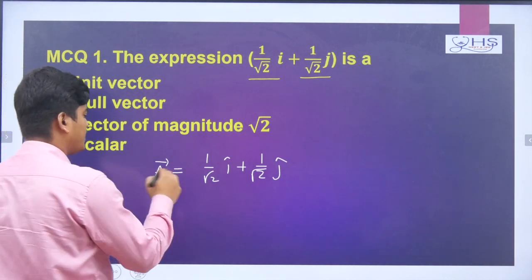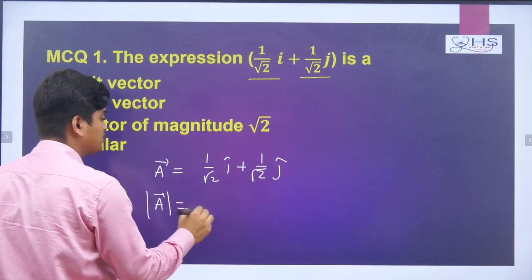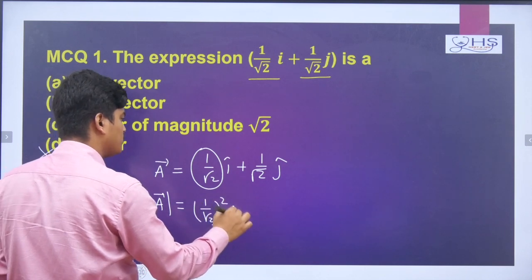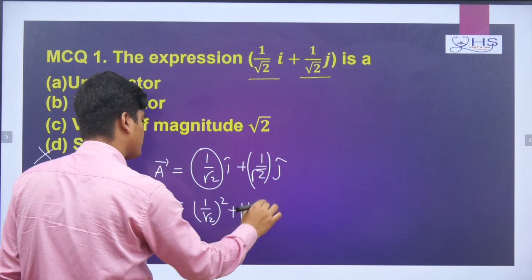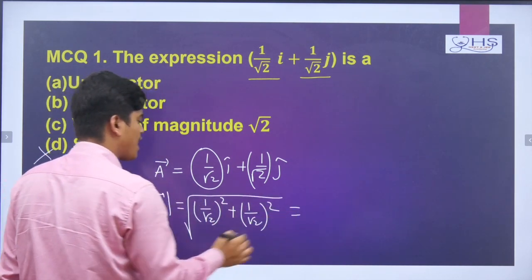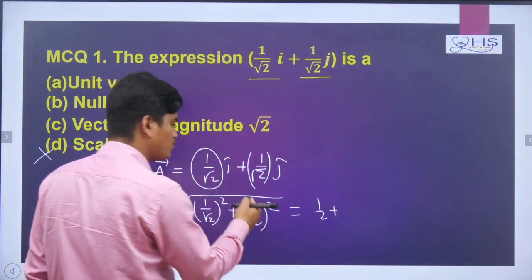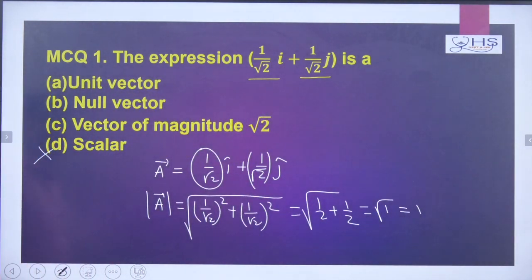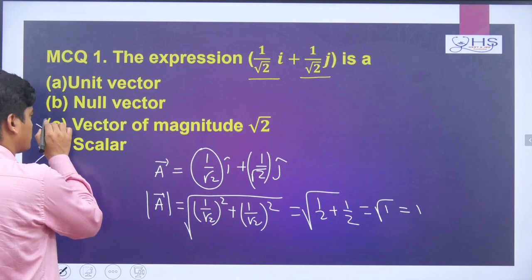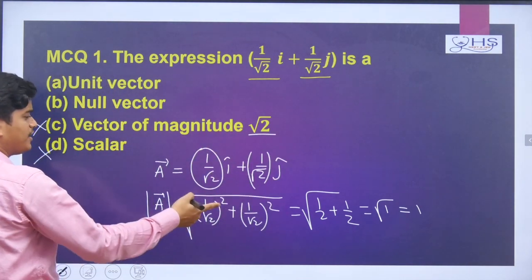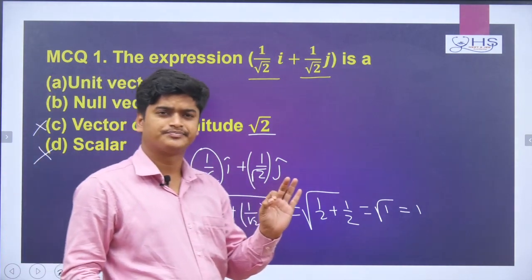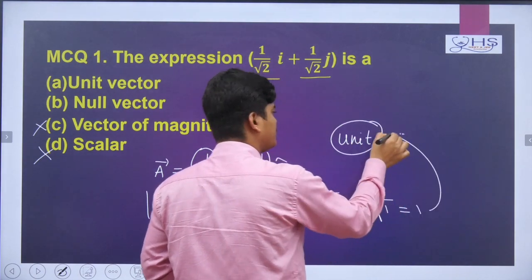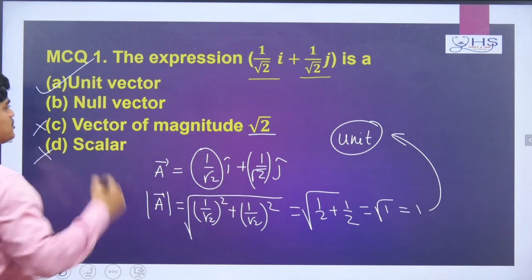Now, let us find the magnitude. The magnitude of vector a is root under 1 by root 2 square, the i cap component, plus 1 by root 2 square, the j cap component. 1 by root 2 square is 1 by 2, and again 1 by root 2 square is 1 by 2, so under the root it is 1, and the root of 1 is 1. So the magnitude of a is 1, and definitely the option with magnitude root 2 is not correct. Remember, if a vector's magnitude is 1, that vector is called a unit vector. So 1 stands for unity. That is your unit vector, so your option will be A.